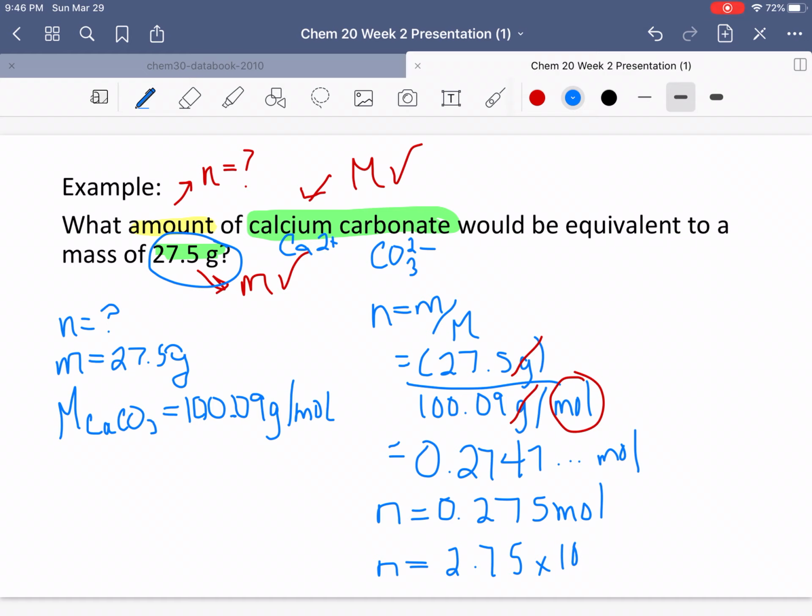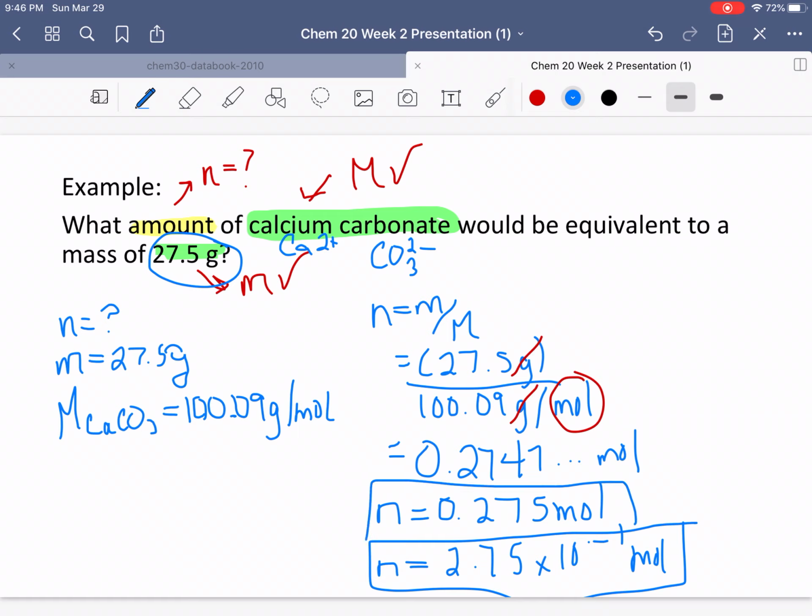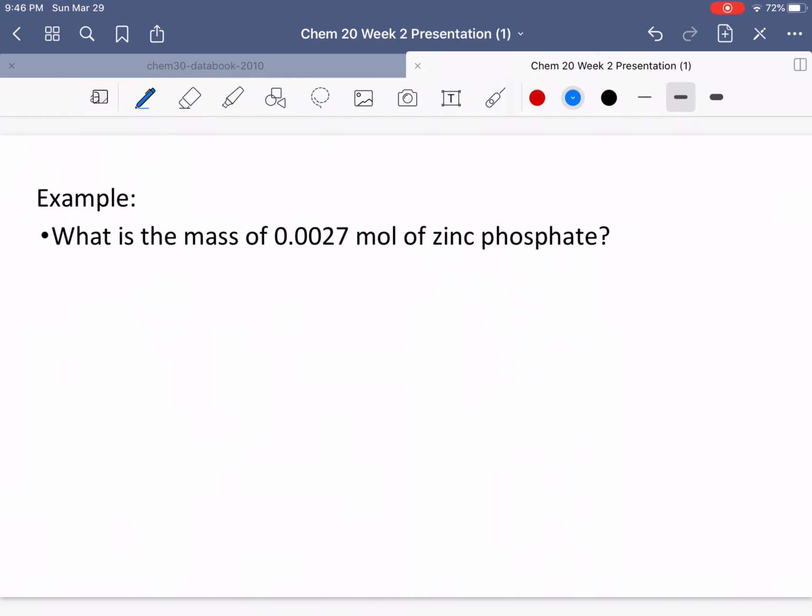2.75 times 10 to the negative 1 moles. Either answer is great, but keep in mind, regardless, 3 sig digs. And I cannot say enough how important it is to have the units of moles in there. Okay, next question. Check out another one.